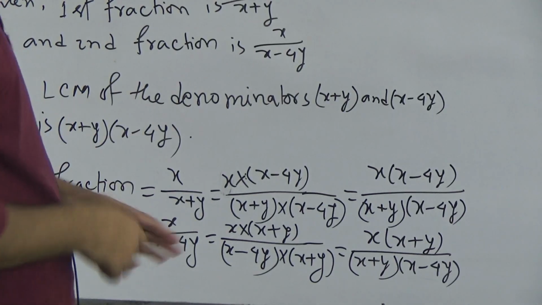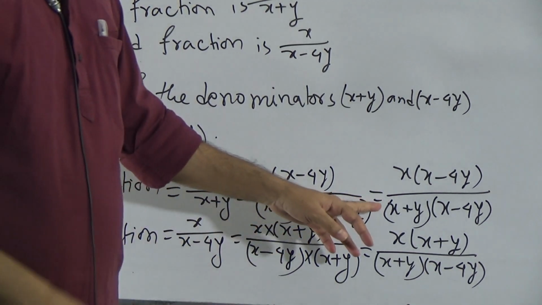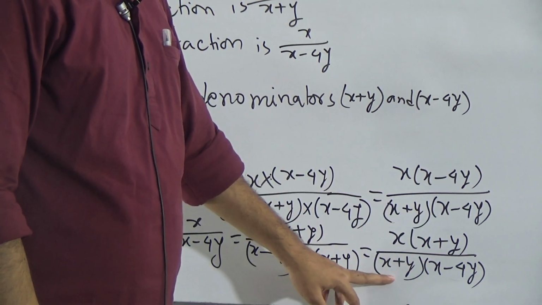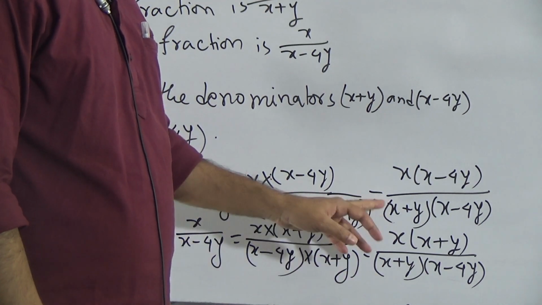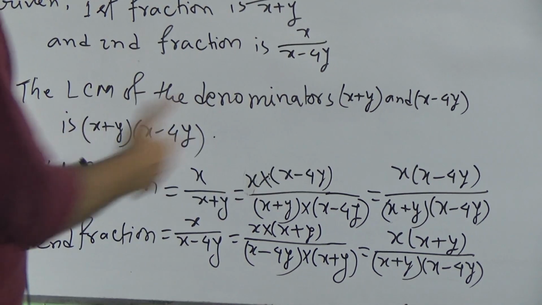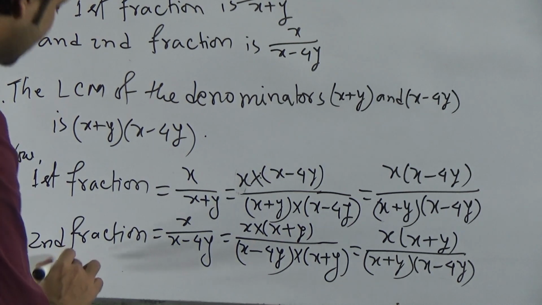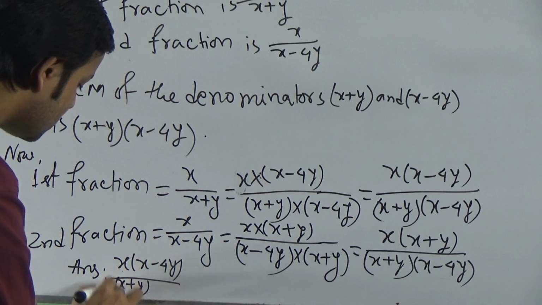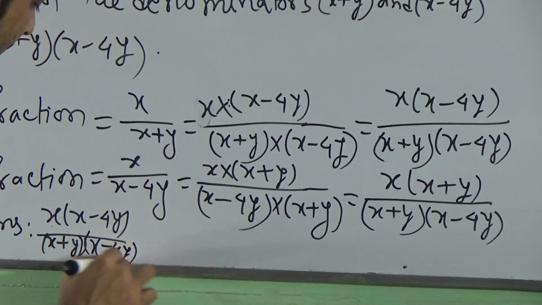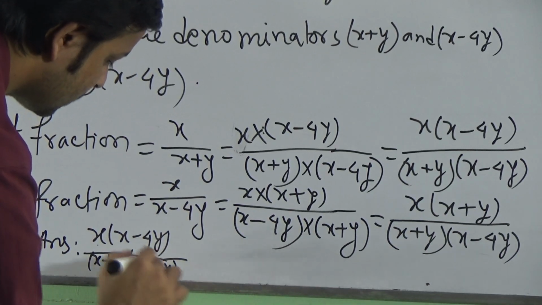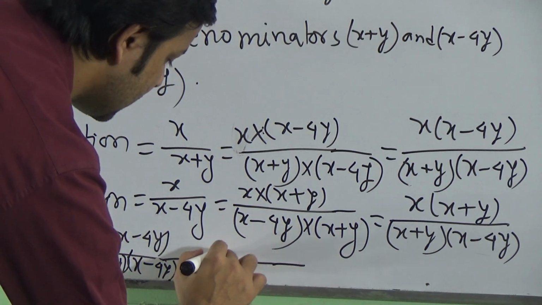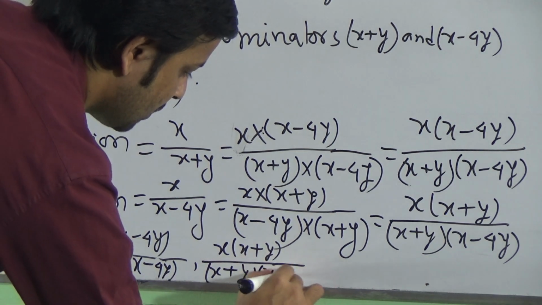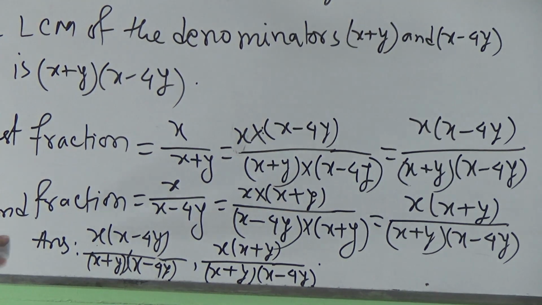Okay, dear students, it means that I have expressed both the first and second fractions with a common denominator. Here the denominator is x plus y into x minus 4y, and here the denominator is x plus y and x minus 4y. It means that the denominators of both fractions are the same. So these two fractions are the required fractions of our question B. So we can write the answer. Answer is x into x minus 4y by x plus y into x minus 4y, and the second fraction is x into x plus y by x plus y into x minus 4y. This is our answer of question B.